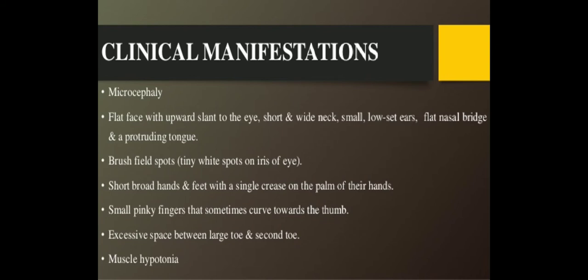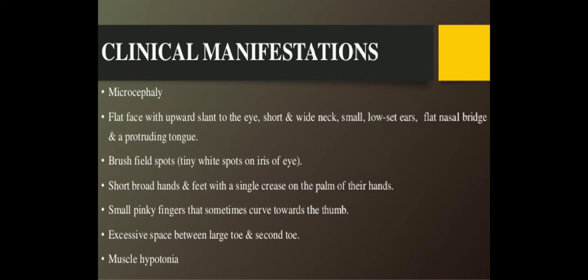The head will appear very small in size. The characteristic features of Down syndrome are a flat face with upward slant to the eyes, short and wide neck, small low-set ears, flat nasal bridge, and a protruding tongue. By looking at the child itself, you can make out that the child has Down syndrome.